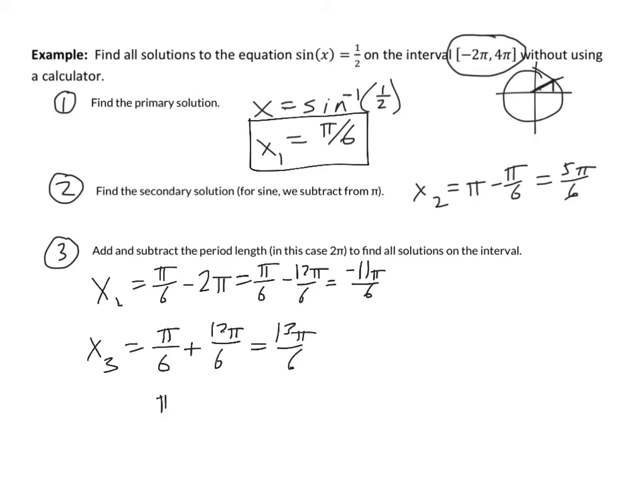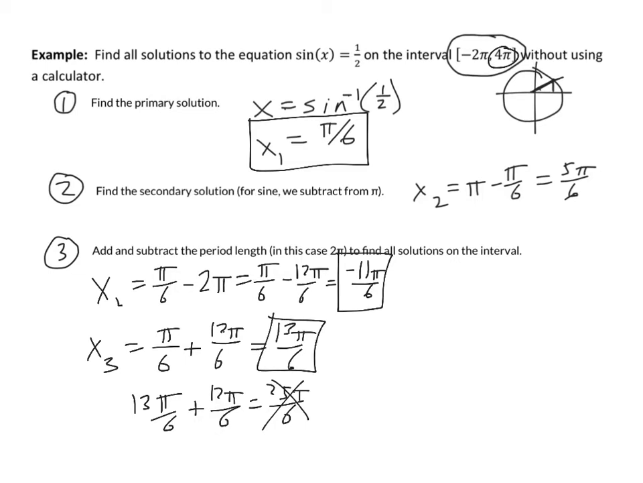I might be wondering whether I could do pi over 6 plus another 2 pi, so 13 pi over 6 plus another 12 pi over 6, but that gets me 25 pi over 6, which is larger than 4 pi, so I didn't need that one. So this is another solution for us, this is another solution, and we find all of the other ones. Oops, I just realized I labeled this x2. This should have been 3 and 4, because x2, we had already given that name to 5 pi over 6. So 5 pi over 6 is a solution for us.